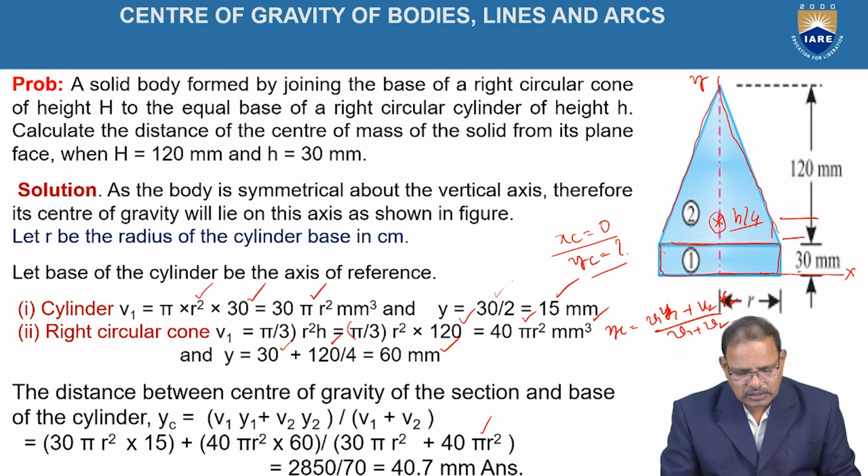On simplification, r square is the common term in the denominator and numerator. Hence, the value is equal to 2850 divided by 70, which is equal to 40.7 mm. That means from the base of the cylinder, the center of gravity lies on the axis at a distance of 40.7 mm, which is represented here approximately in the figure like this.